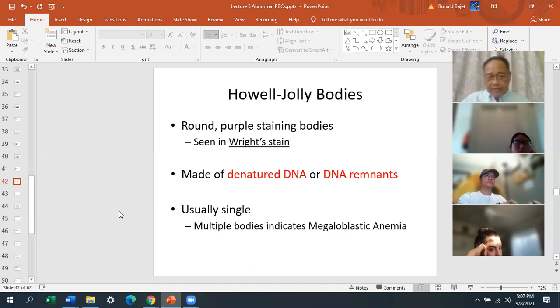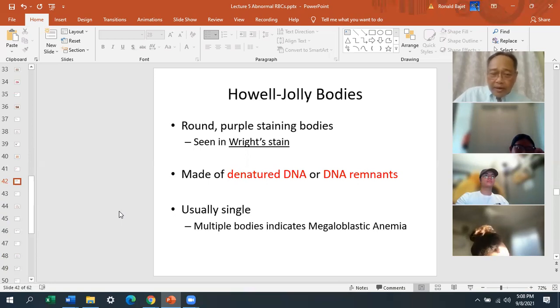Howell-Jolly bodies are seen in the Wright stain. The type of stain that you see in the normal hematology laboratory is called a Wright stain. I think you're going to be having a staining lab tomorrow. I'm not quite sure, but you're going to be doing the Diff-Quik staining procedure, where you take your smears and actually stain them. Hopefully, you'll be able to look at the cells underneath the microscope.